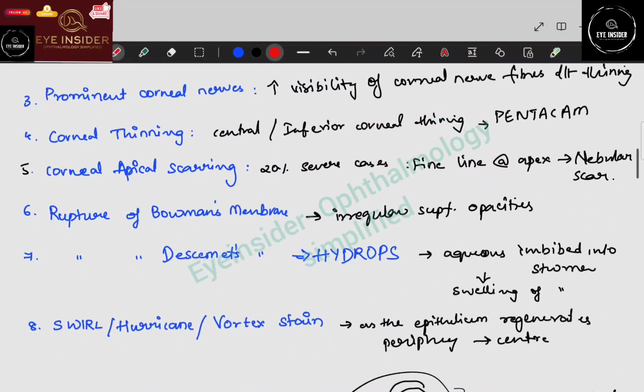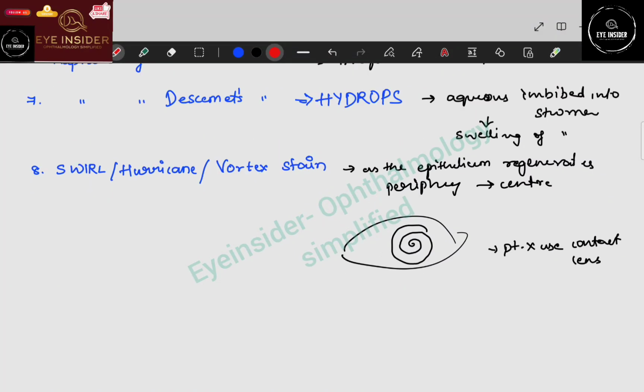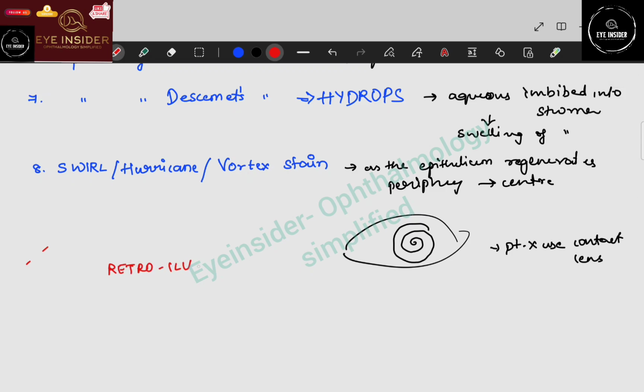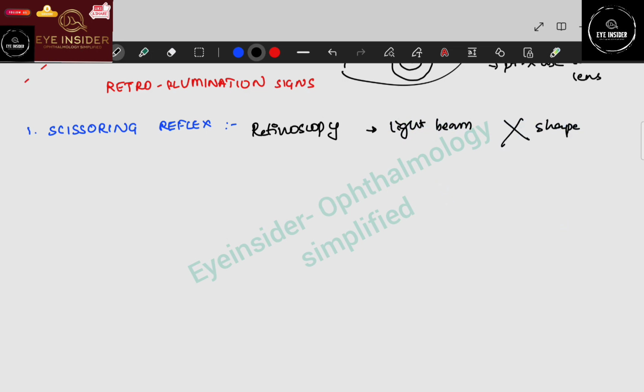Now coming to the retroillumination signs. The retroillumination signs of keratoconus include, the first one, the scissoring reflex. This is a reflex seen on retinoscopy. When we do a slit retinoscopy, instead of two lines which are perpendicular to each other, we can see an X-shaped or scissor-shaped light beam, which rotates on rotation of the retinoscope. Okay.